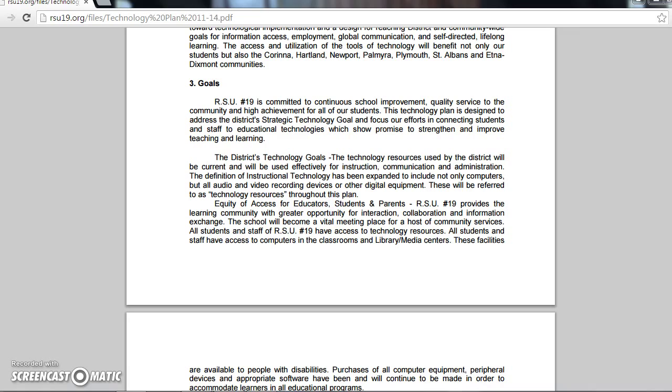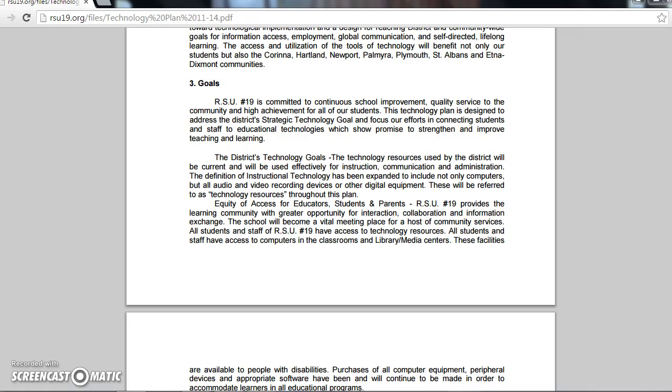Equity of access for educators, students, and parents. RSU 19 provides a learning community with greater opportunities for interaction, collaboration, and information exchange. The school will become a vital meeting place for a host of community services. All students and staff of RSU 19 have access to the technology resources. All students and staff have access to computers in the classroom. We actually don't have any computers in the classroom anymore.